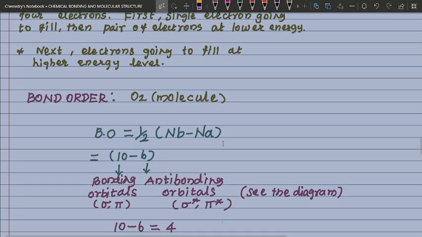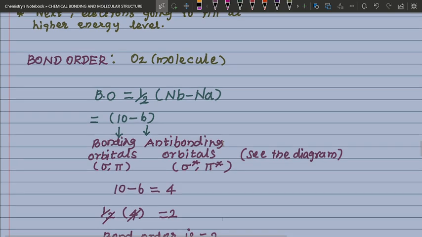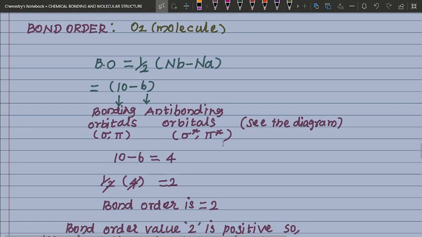So see the bond order for the O2 molecule. We know the bond order formula: bond order equals (Nb minus Na) by 2. Here Nb is 10. Oxygen valence is 6, so 10 minus 6 equals 4. This is the bonding orbitals, sigma and pi. This is the anti-bonding orbitals, sigma star and pi star.